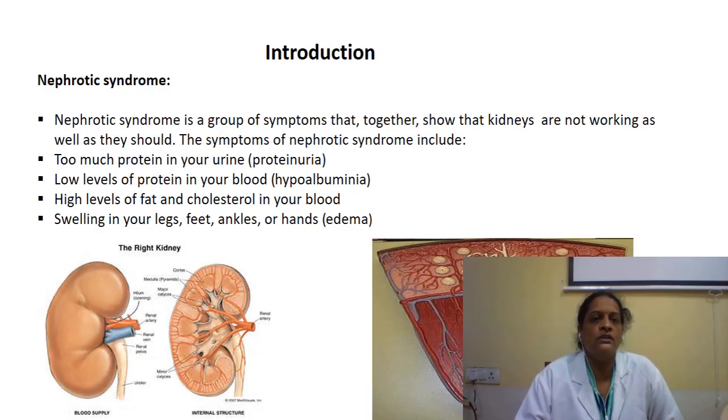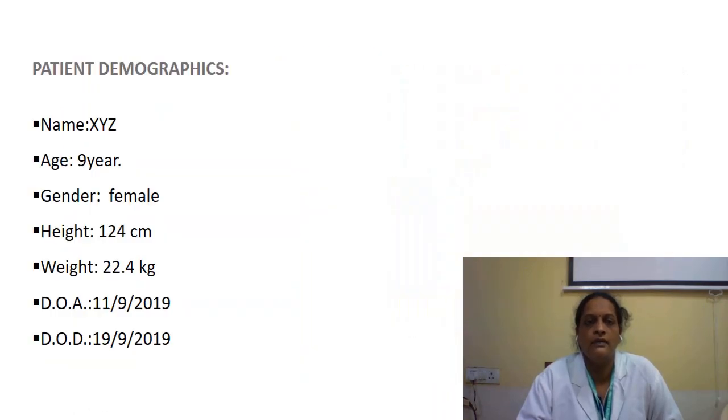Here is the introduction to nephrotic syndrome. Nephrotic syndrome is a group of symptoms that together show the kidneys are not functioning properly. The symptoms are too much protein in the urine, known as proteinuria; low levels of protein in the blood, known as hypoalbuminemia; high levels of fat and cholesterol, known as hyperlipidemia; and swelling in the legs, feet, ankles or hands, known as edema. Here we have put photographs of the functioning of the nephron.